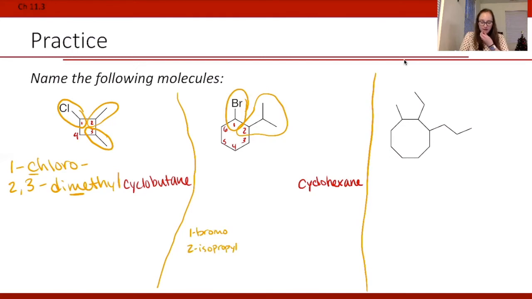So we're comparing B in bromo and P in propyl because iso does not count towards our ABC ordering. So our ordering is going to be 1 bromo comes first, 2 isopropyl comes second. Guys, I was so close. And make sure we put a dash in between these here. 1 bromo, 2 isopropyl, cyclohexane.